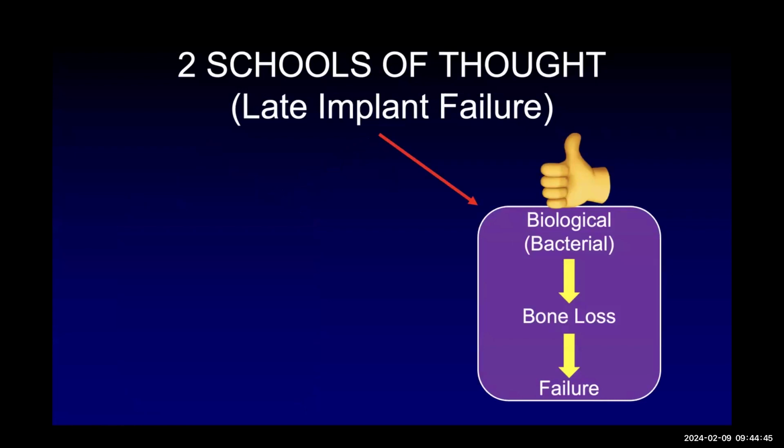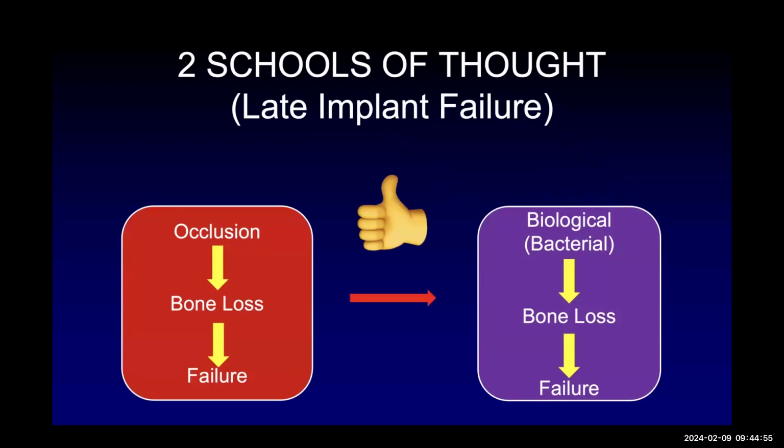Whereas our school of thought says, no, occlusion has nothing to do with it. It's all biological. It's bacterial. That leads to bone loss and failure. Our thought on it is they're both right. It is occlusion. Definitely occlusion can cause that because we've seen that. Okay, over 35 years of clinical experience, I've seen that. But when you start to lose bone, then you get the biological component to it. And that's why it can be mixed.